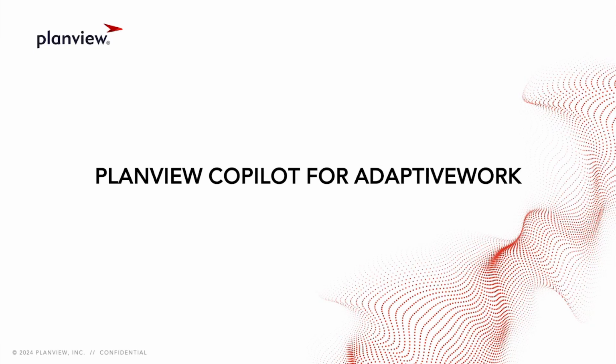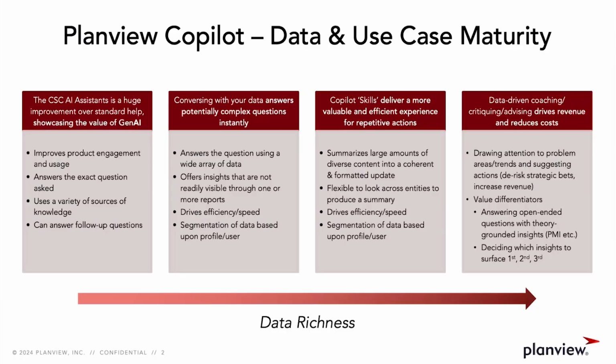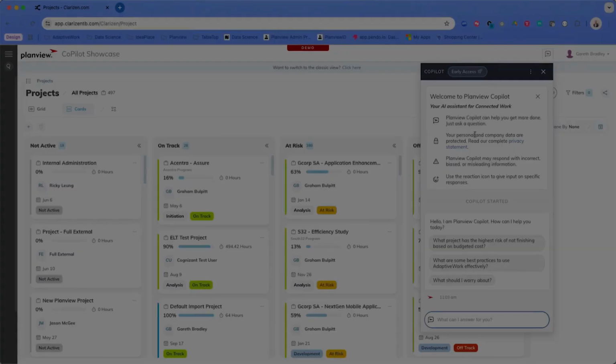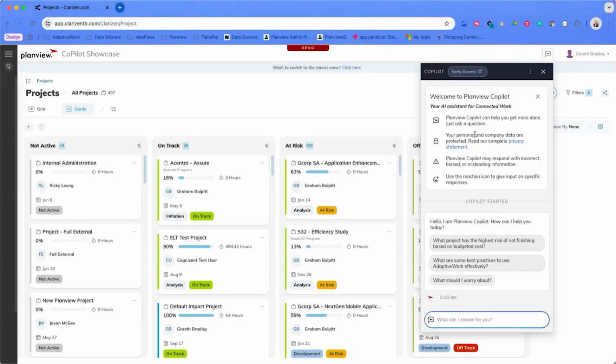Today I'm going to be taking you through the Copilot feature inside of the AdaptiveWork application. But before I do that, I wanted to talk for a moment or two just about the core use cases that we support at the moment with the Planview Copilot for AdaptiveWork. There are 4 broad use cases, all linked to day-to-day use of Copilot and the AdaptiveWork application as a combined entity. Okay, and here we are inside of AdaptiveWork.